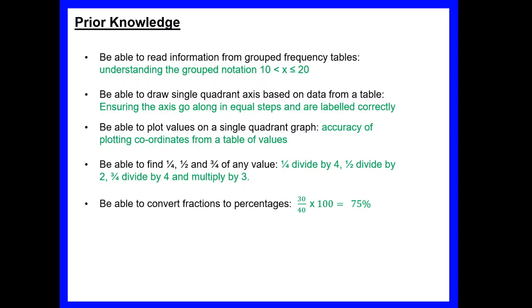We also need to be able to ensure we can draw a single quadrant axis based on data from a table. So making sure the axis goes along in equal steps and are labelled correctly. Should also be able to plot values on a single quadrant graph, making sure they're accurate from our table of values.